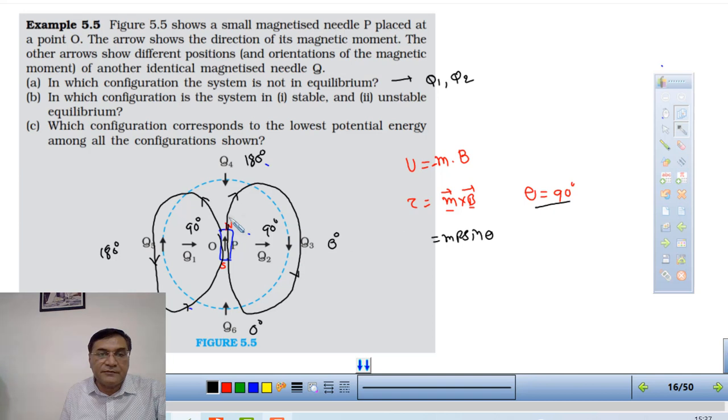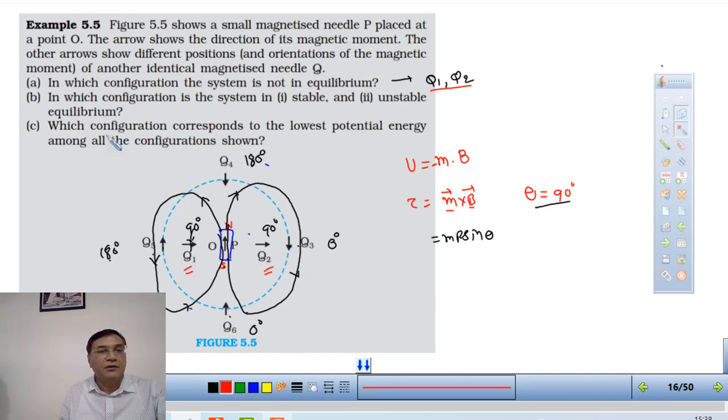So first I draw these magnetic field lines. The direction of the field line is like this, so this side will be south and this side will be north. So this is the field line. Now I check for each one: here theta is 0, here theta will be 0, here theta will be 180, here theta will be 90 because the field line goes like this, and here it is opposite, 180. So in positions 1 and 2 we have theta equal to 90 degrees. So maximum torque means not in equilibrium. So the answer is Q1 and Q2.